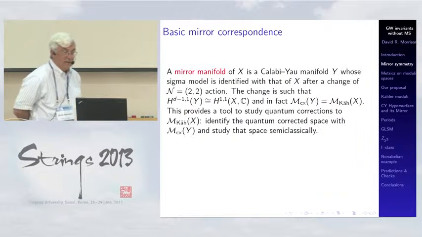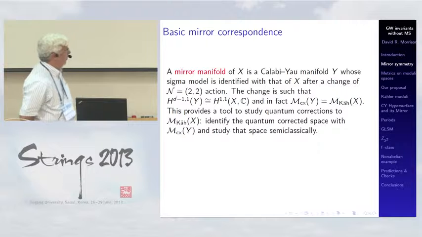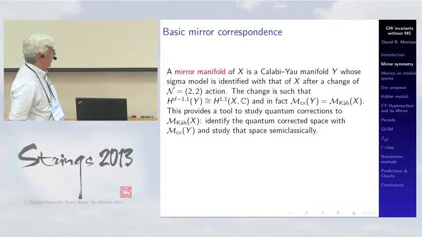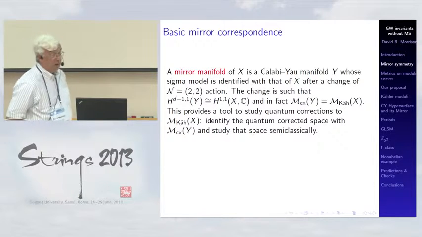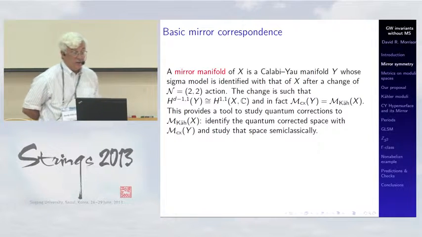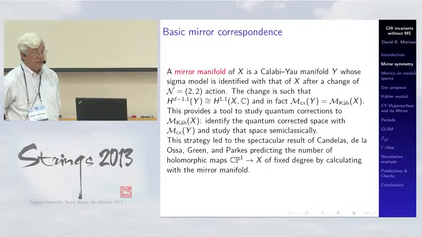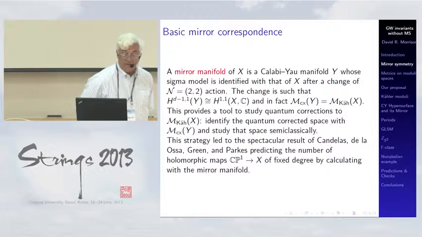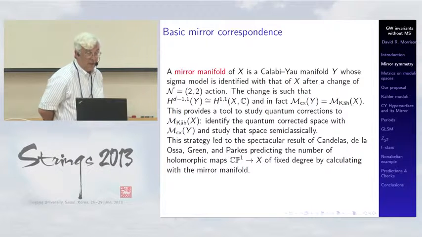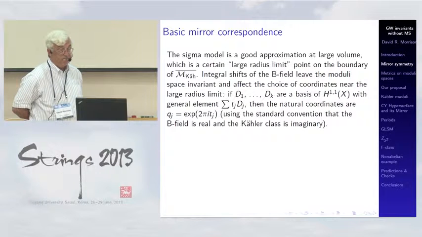And as a consequence, this mirror manifold idea, which would reverse the roles of the complex and Kähler moduli between the two mirror manifolds, is a very powerful tool for understanding these moduli spaces, and in particular for understanding their quantum corrections. So this is what led to the result I already mentioned of Candelas et al. predicting the number of holomorphic maps of fixed degree. You just calculate with the mirror manifold.